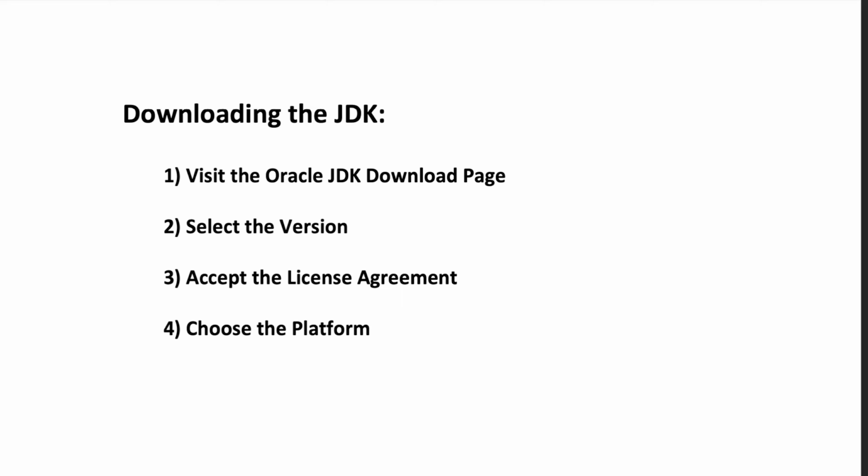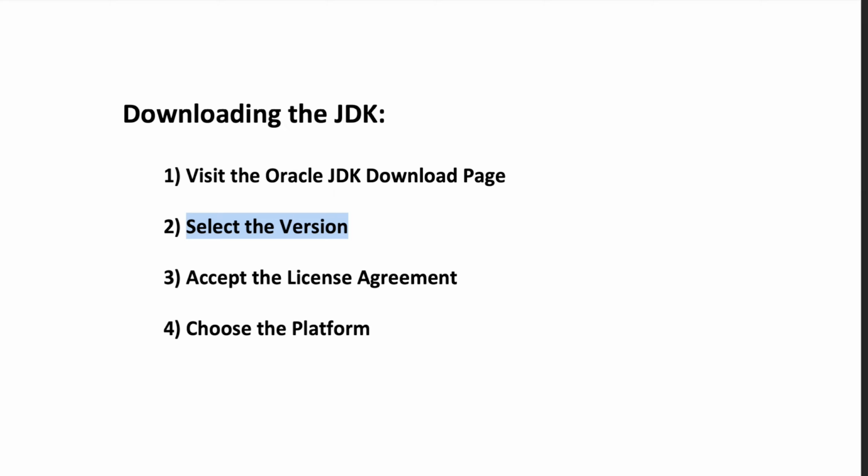So I'm going to tell you some steps which you need to follow to download the JDK from the official website. So first, you need to go to the Oracle JDK download page. This is the official Oracle website, or you need to check a trusted source for JDK downloads. Then the next step is to select the version. Choose the appropriate JDK version based on your requirements. Consider whether you need the latest version or a specific version based on compatibility needs.